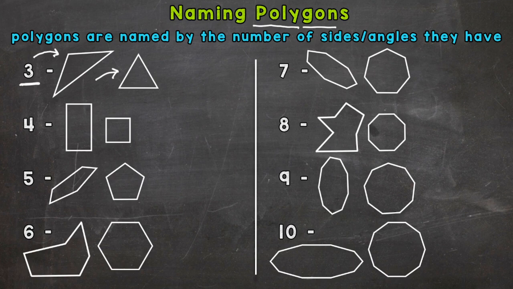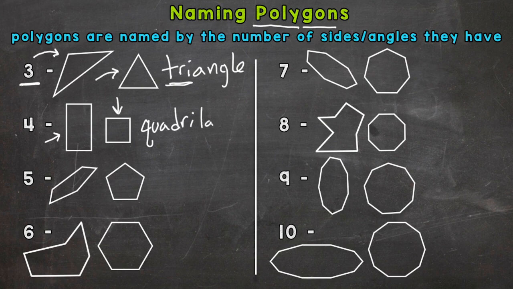So let's jump into 3 sides and 3 angles. We would call this a triangle. Tri, our prefix here, means 3. Let's go to 4. Now you may want to call this a rectangle and this a square, and that's true, that is a rectangle and that is a square, but those are specific quadrilaterals. Quadrilateral includes every polygon with 4 sides.